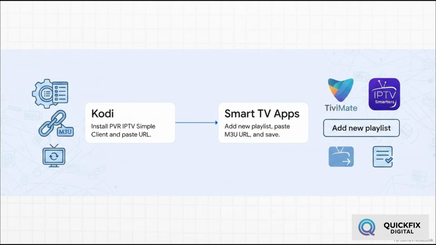And if you're rocking a different ecosystem, the logic is exactly the same. On Kodi, you'll use the PVR IPTV Simple Client add-on, paste your URL, and restart. Or if you're on a dedicated smart TV app like TVMate or IPTV Smarters, you just hit Add New Playlist, select the M3U option, paste your link, and save. The app handles the rest.